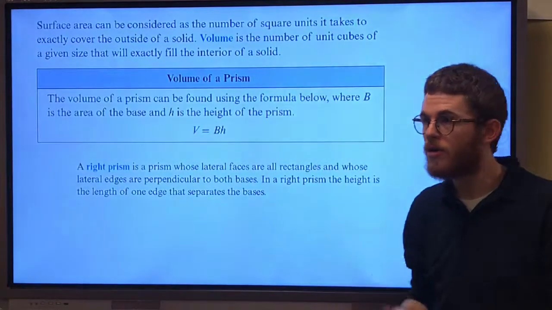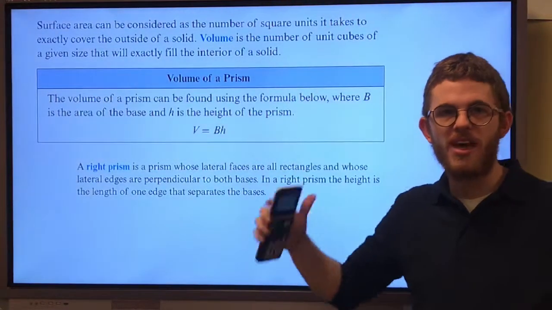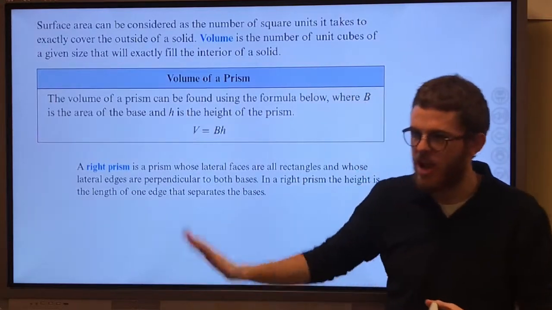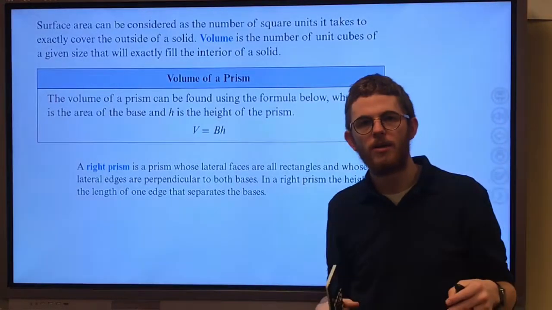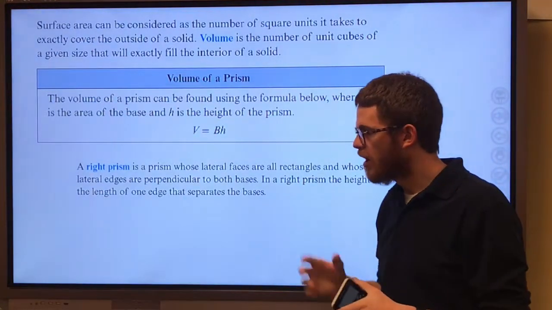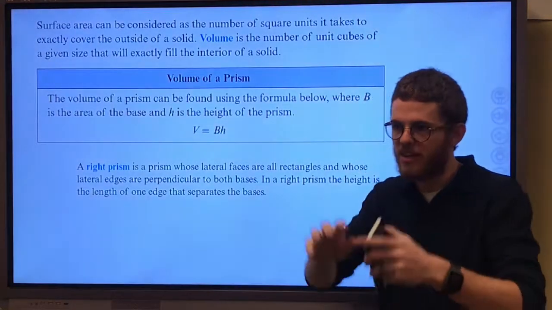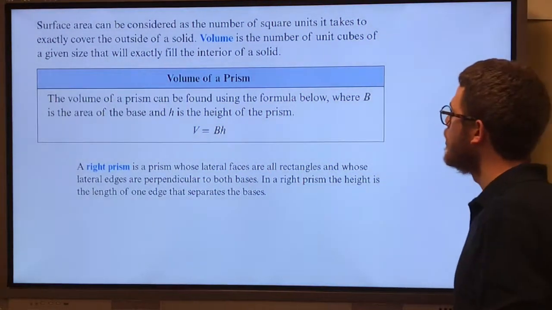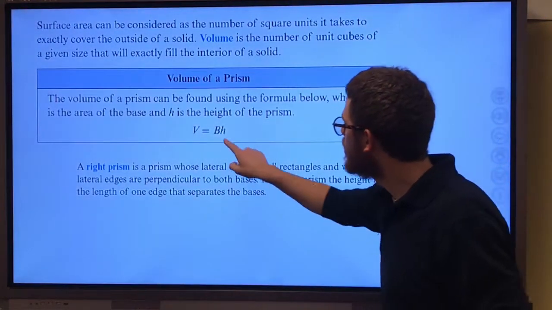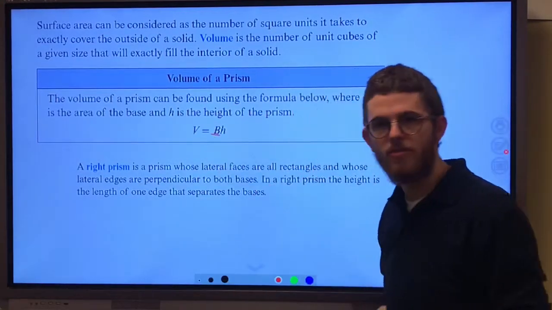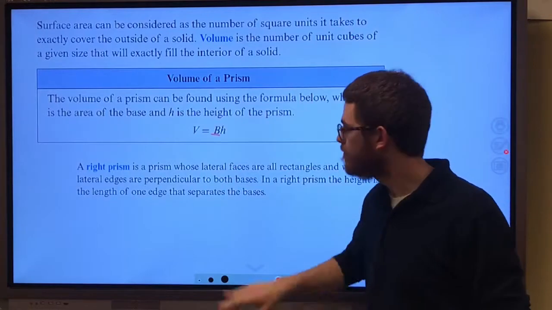Volume. Volume is actually how much space that an object takes up, not just the area of the outside, but literally how much space it takes up. How many cubes would it take to fill in this solid? So to find the volume of the prism, the area of the base, capital B, times the height.